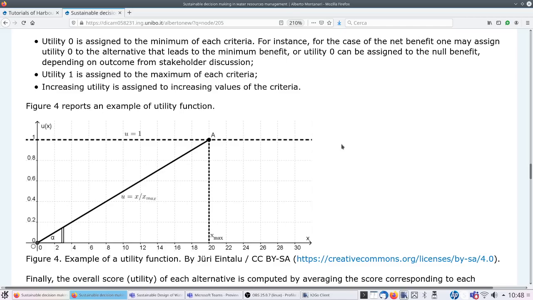Look, the same utility function can be given for each other criteria. So if you take the environmental impact, it's more difficult to evaluate with respect to the net benefit, because the net benefit, you make an economic computation and you end up with it. The environmental impact, there are several ways to evaluate it. One way can be an economic computation, because you can estimate the damage given by the impact and also how much it costs to recover from it. So you can make an economic computation, or you can make an assessment which avoids any economic computation.